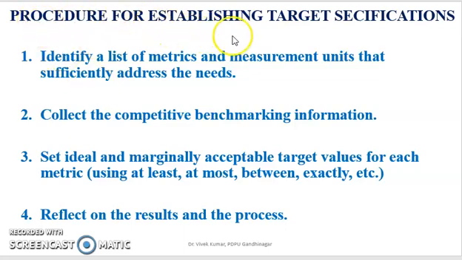The procedure for establishing target specification consists of the following steps. The first step is to identify a list of the metrics and measurement units that sufficiently address the needs. In the second step, we will collect the competitive benchmarking information. Afterwards, we set ideal and marginally acceptable target values for each metric or performance index. And finally, we will reflect on the results and the process of establishing product target specification.